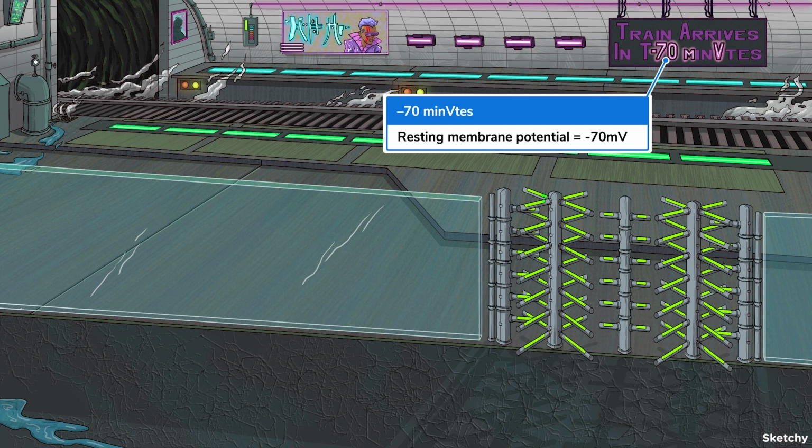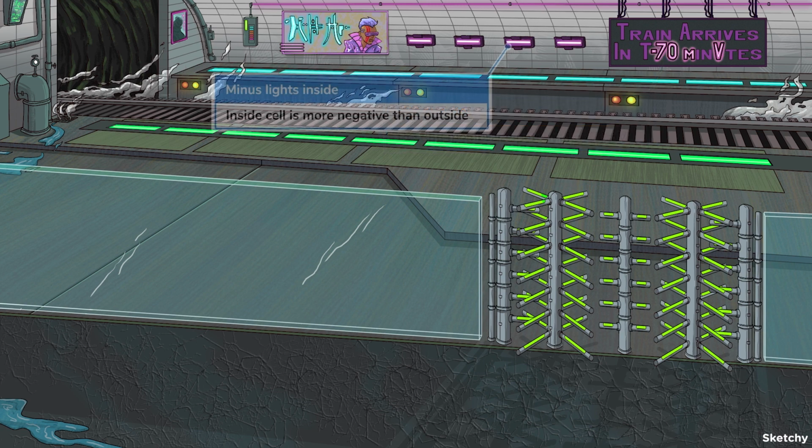Not another train for 70 minutes, though? Just my luck. In other words, the inside of the cell is 70 millivolts more negative relative to the outside, which is why there are neon negative signs all over inside the station.